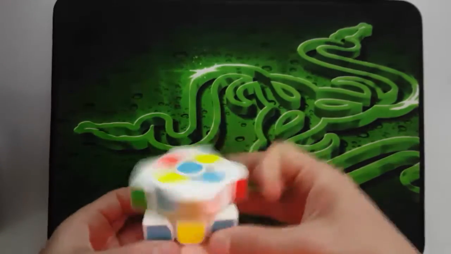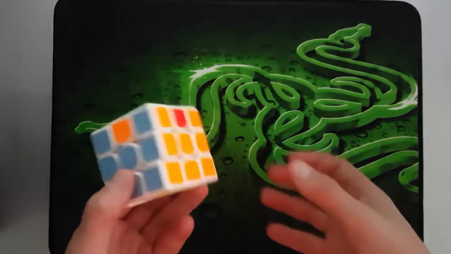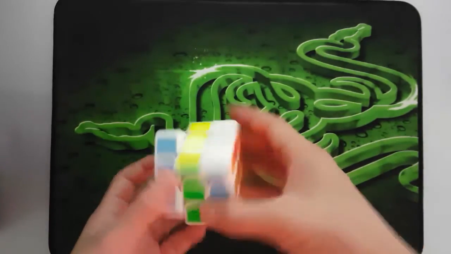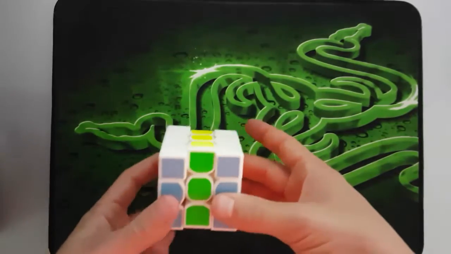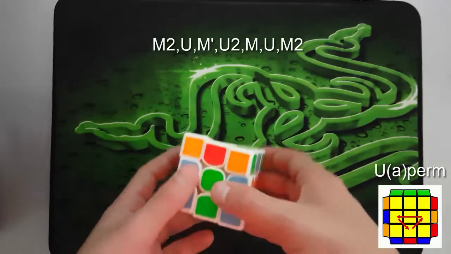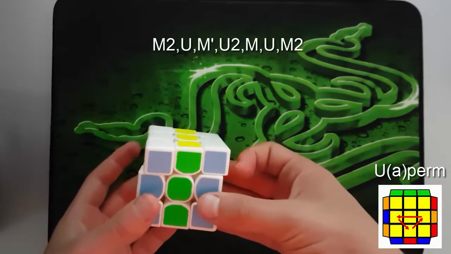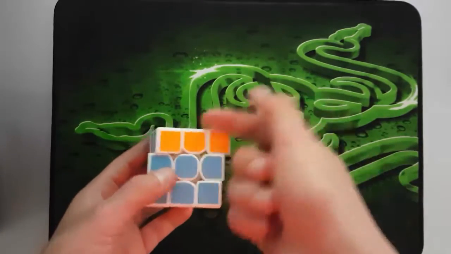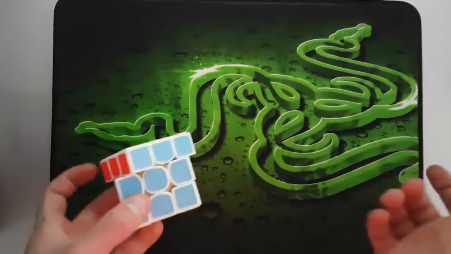Now the other combination is this. So it's the opposite way. M2, U. Well, these headlights are trying to eat this. So it's M2, U, M inverted, U2, M, U, M2. And so if you rotated this to get the headlights over there, that's the way you'll rotate at the end. And if you rotate this way, same thing.